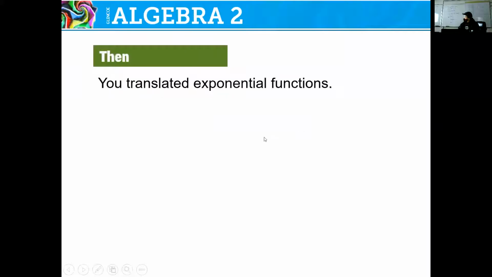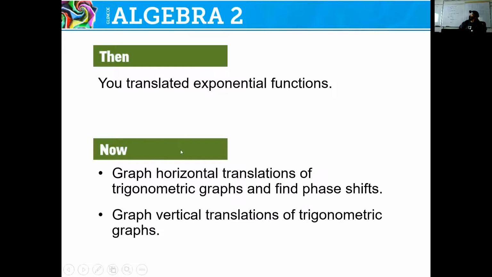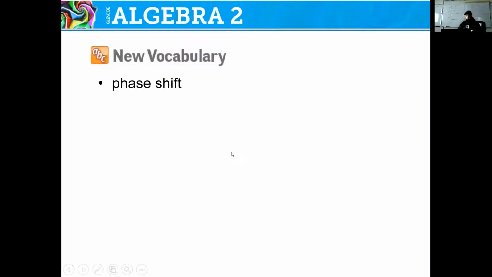Okay, here's what we're talking about now. We've translated exponential functions. We're going to graph horizontal translations of trigonometric graphs to find phase shifts and graph vertical translations of trigonometric graphs. In other words, we're taking into consideration the phase shift and the vertical translation. So you have phase shift. Phase shift is very similar to a horizontal translation. You're moving the graph left or right.